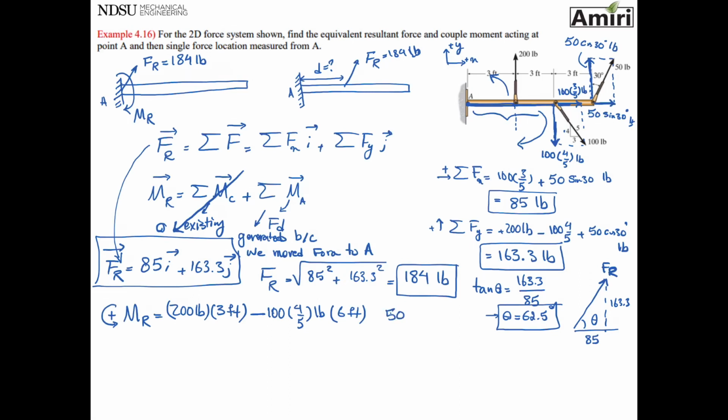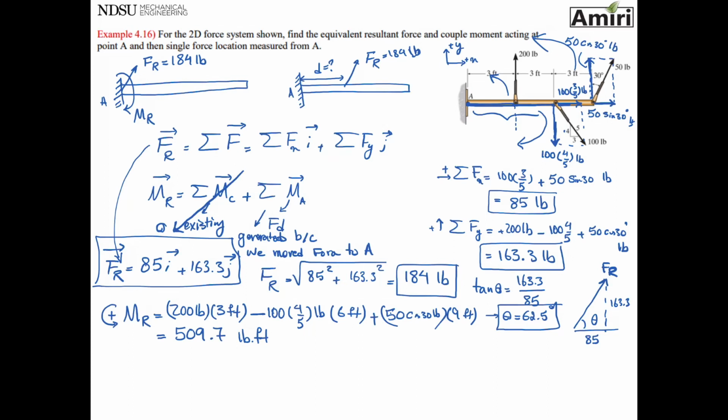The vertical component, however, which is 50 cosine 30, has a distance to point A of 3 plus 3 plus 3. If I pin at point A, the force that's pointing up is trying to rotate my beam counterclockwise, so that's going to be plus. So the magnitude of my moment is going to be 509.7 pound-foot.